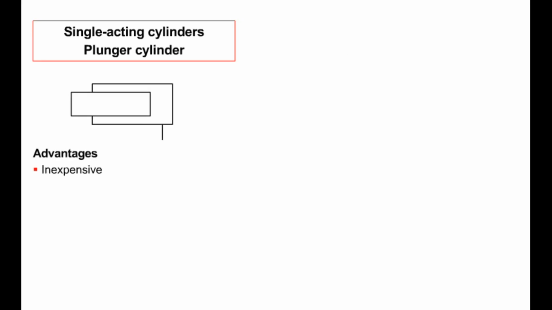The plunger cylinder is inexpensive due to its very simple construction. Since it has only a few moving parts and sealing areas, it runs with low friction. As already explained, it can only transfer pushing force. Once extended out, the piston rod is unable to retract hydraulically.